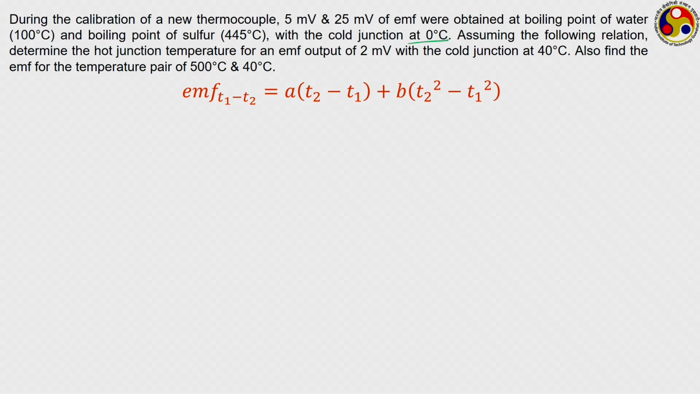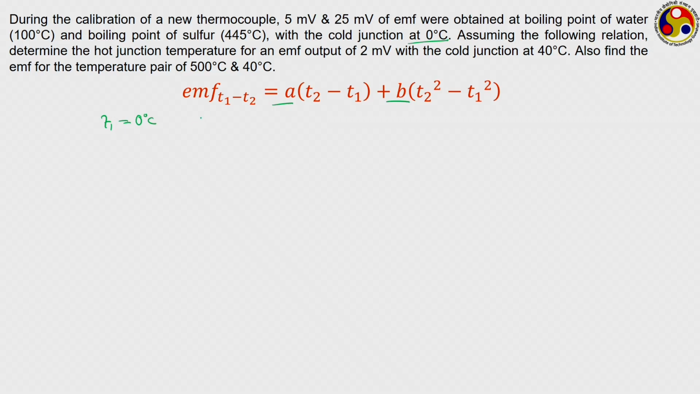So, assuming the following relation, we have to determine the hot junction temperature for an EMF output of 2 millivolt with the cold junction at 40 degree Celsius. Before proceeding, let us make use of the given relation and identify the corresponding values of these constants or coefficients A and B. In the first case, your T1, the cold junction temperature, is 0 degree Celsius. Here it is also given that these temperatures are in Celsius. All these T1 and T2 are in Celsius, otherwise you should have converted to Kelvin, but for the given relation it is specifically mentioned that the values of T1 and T2 are in Celsius.